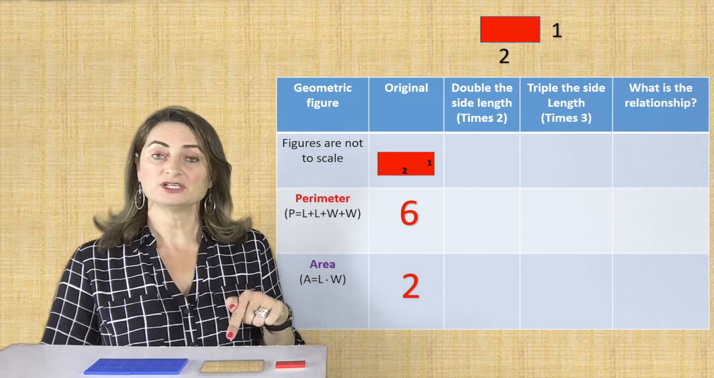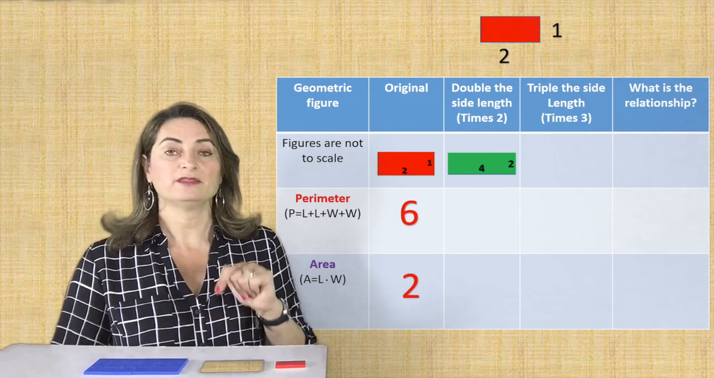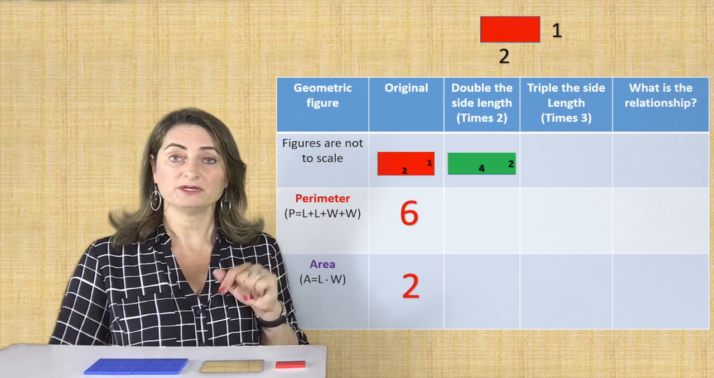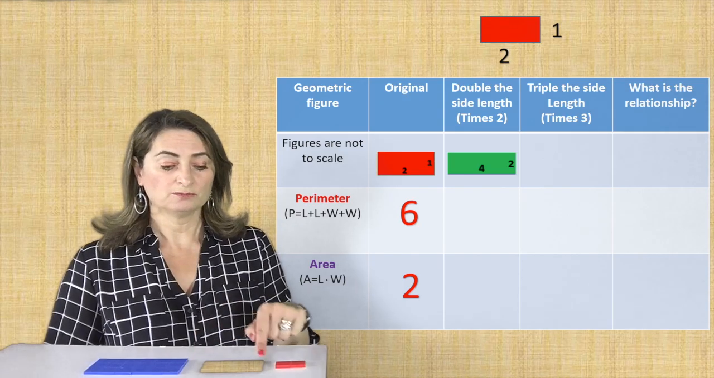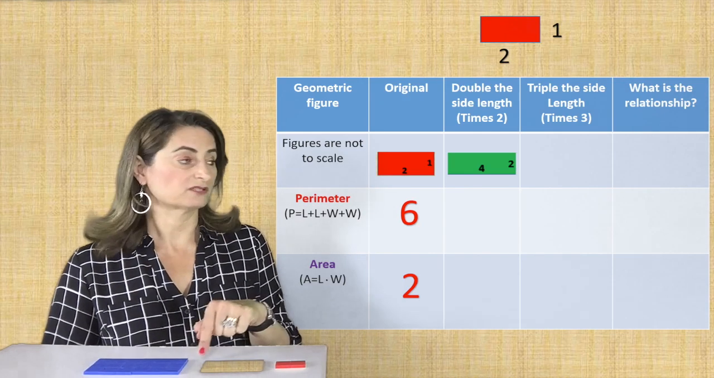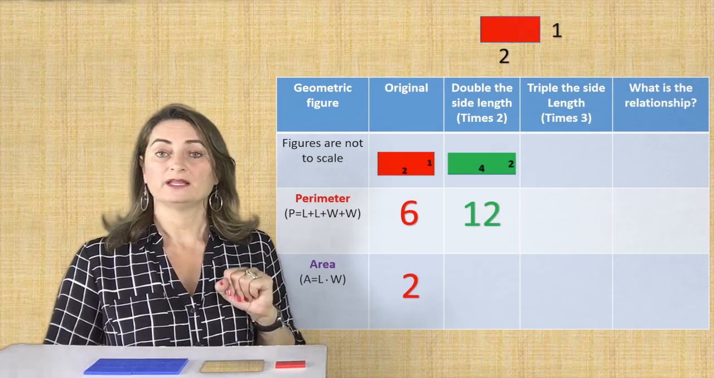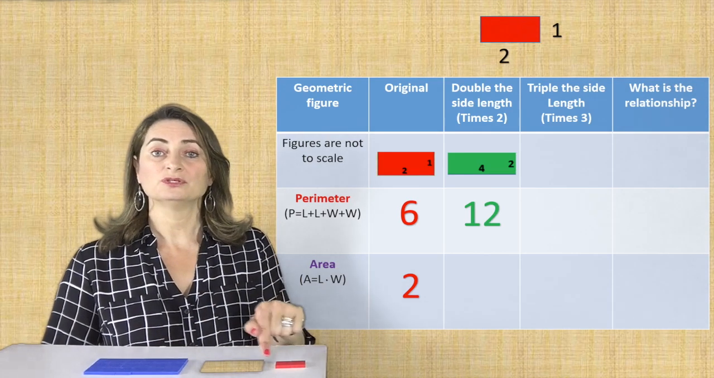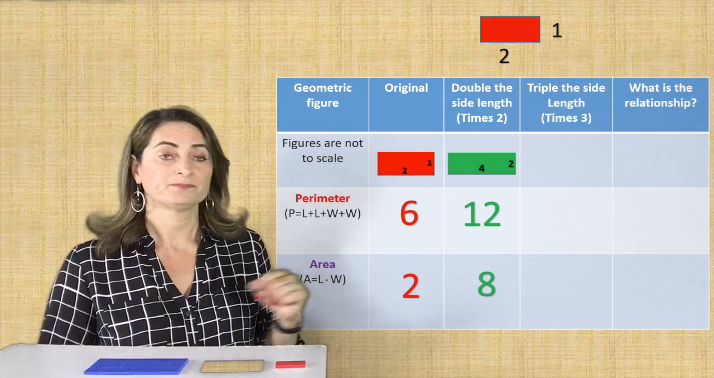Now double the dimension. That means the length is 2 now and the width is 4. What is the perimeter? Again, the perimeter is add up all the sides. 2 plus 2 and 4 plus 4 gives you 12. And the area is the inside, which is length times width. 2 times 4 equals 8.